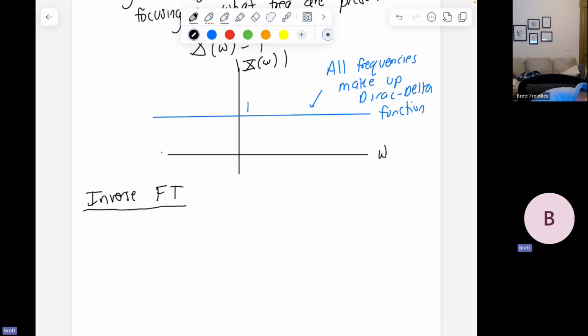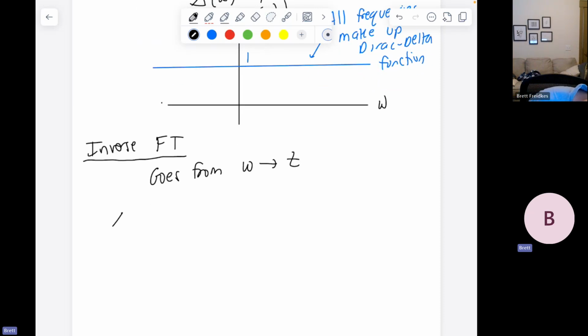And reminder that the inverse goes from omega to time, from frequency to time. So if we were given X of omega, we can find out what creates that X of omega. What is the time function?